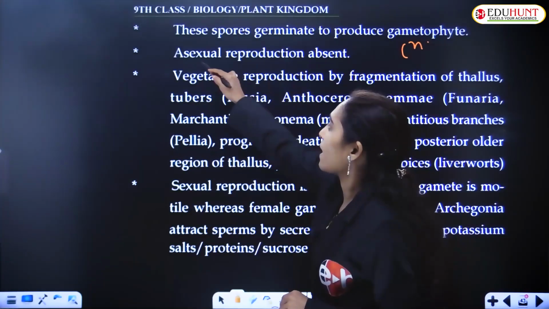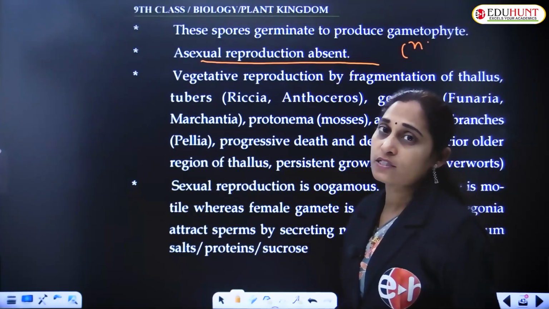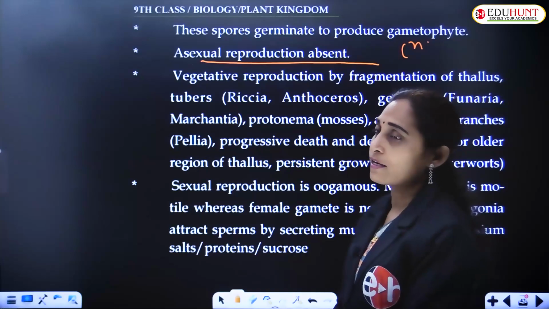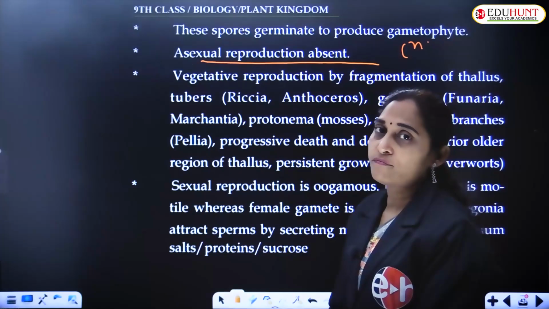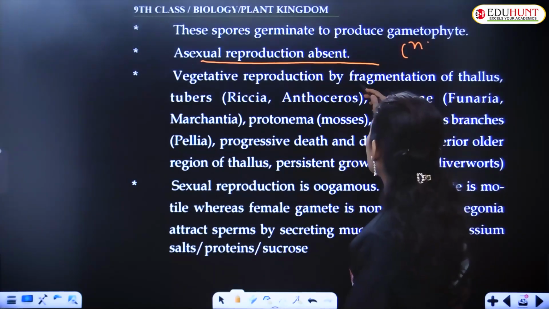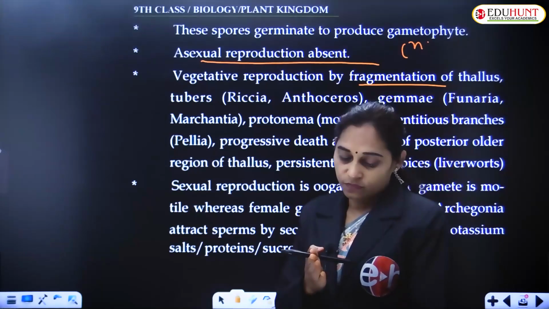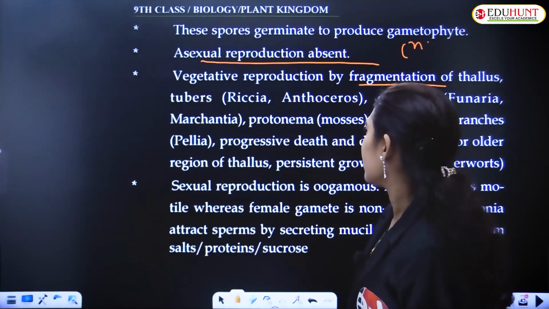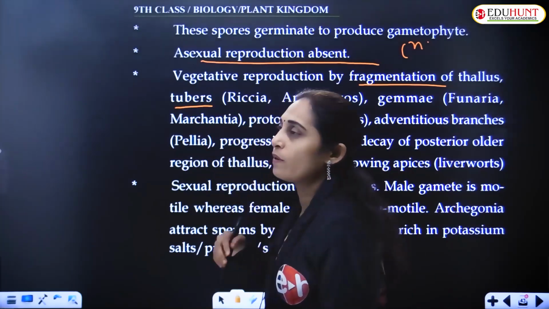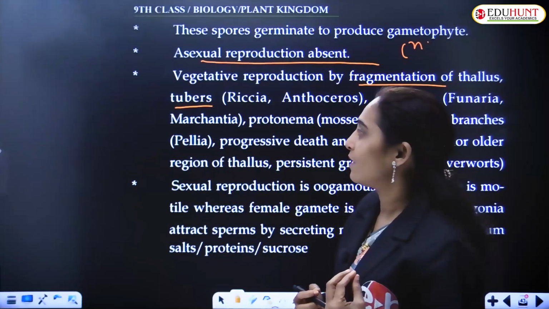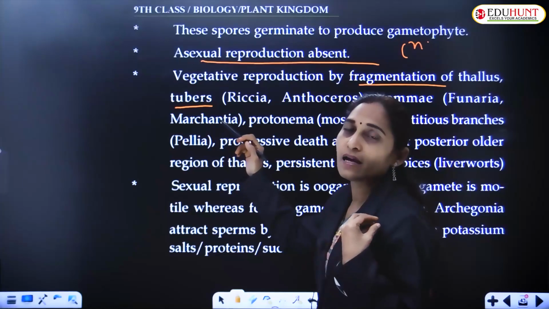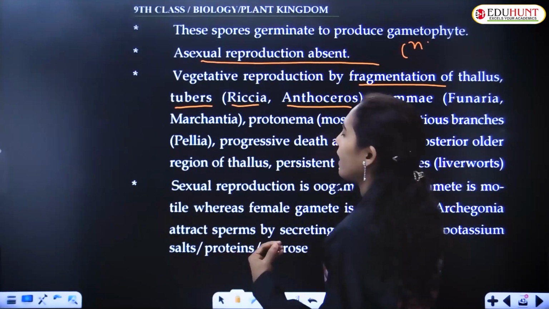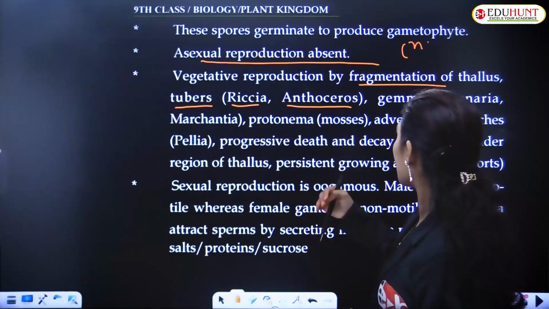Asexual reproduction is usually absent in bryophytes, and vegetative reproduction occurs by several means, like fragmentation of the thallus. When the thallus breaks into pieces, each fragment will give rise to a new thallus, and sometimes tubers form. Some tubers, the perennating structures, are helpful in vegetative reproduction. Examples are Riccia and Anthoceros. These are some bryophytes.